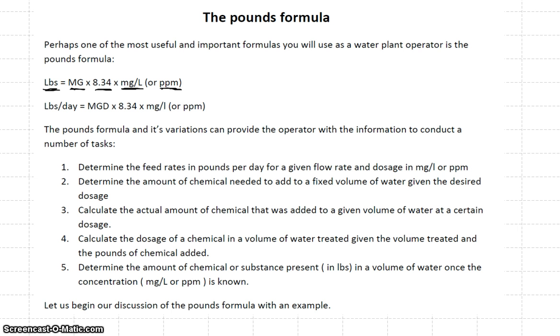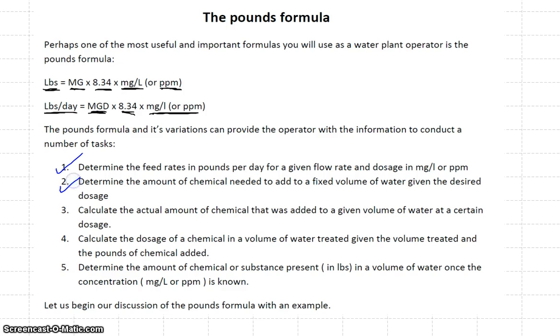You may also see it listed as a result in pounds per day, which you get by multiplying a flow rate in million gallons per day times 8.34 times, again, concentration or dosage in milligrams per liter or parts per million. The pounds formula and its variations can provide the operator with the information to conduct a number of tasks. You can determine the feed rate in pounds per day for a given flow rate and dosage in parts per million or milligrams per liter.